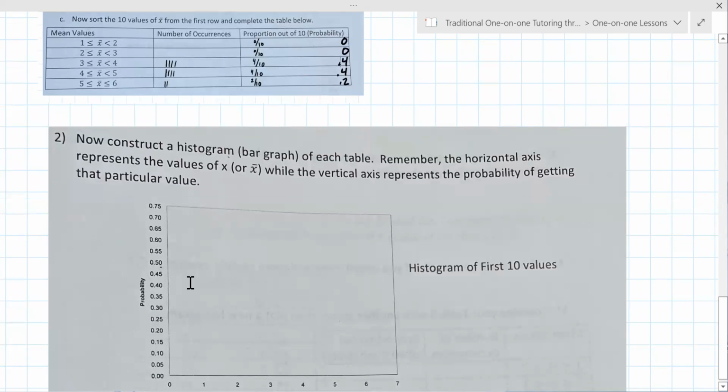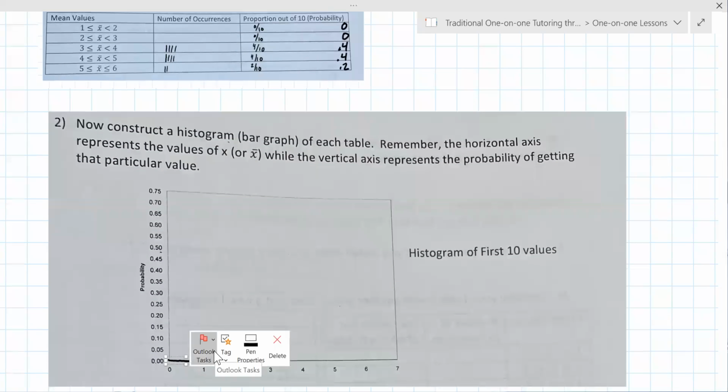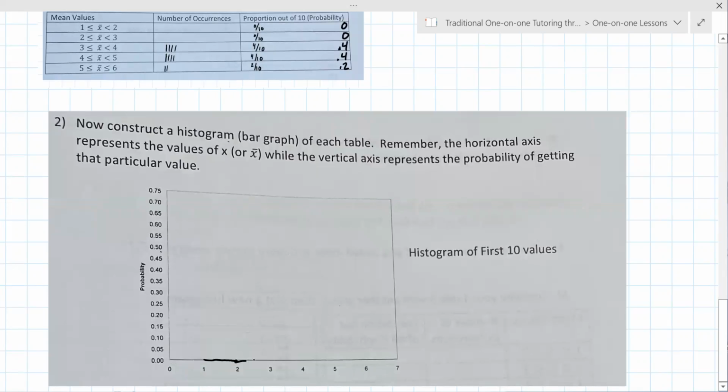So from 0 to 1, it's right there. There's your line. 1 to 2 is 0. 2 to 3, I'm sorry. We don't have anything from 1 to 2, and then 2 to 3. From 3 to 4, it's 0.4. So you go up to wherever you kind of feel like 0.4 is. You do that. 4 to 5 is also 0.4. So it should be right there. And then 5 to 6 is 0.2. So roughly there, like that.